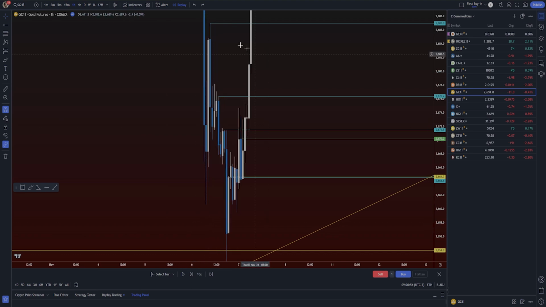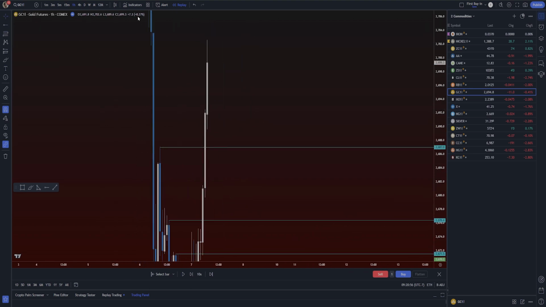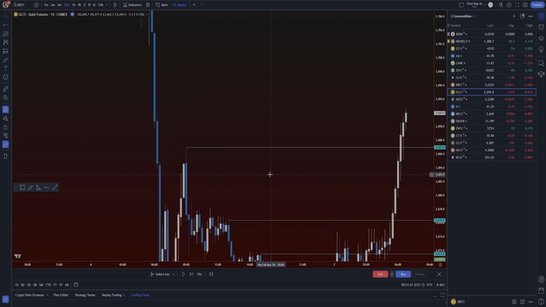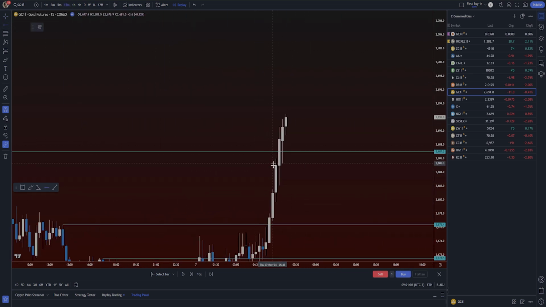Let's look at the next one. Oh, here too as well. It just goes straight through. Okay, well, that went a little faster than expected. Go to your 15-minute time frame. If this holds, the move is breaking.